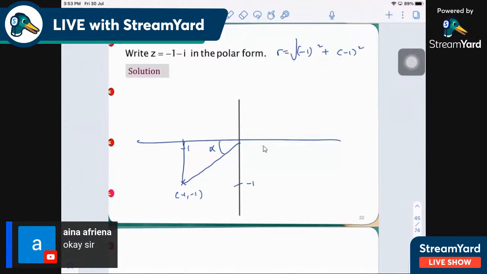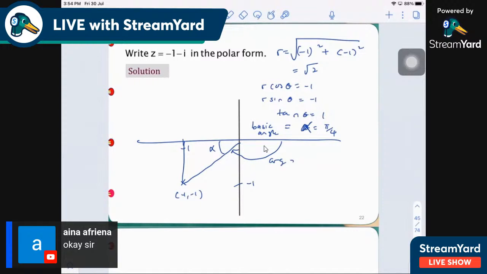Now once we get this ready, we get r cos theta sama dengan negative 1, r sin theta sama dengan negative 1. So from here, tangent theta sama dengan 1 lah. Okay, here again theta, or basically alpha, is going to be what? Opposite over adjacent there, pi over 4 lah. Your basic angle is going to be pi over 4. But remember, argument is from here to here. So argument of z, which is equivalent to theta, is going to be pi minus pi over 4, which is 3 pi over 4.